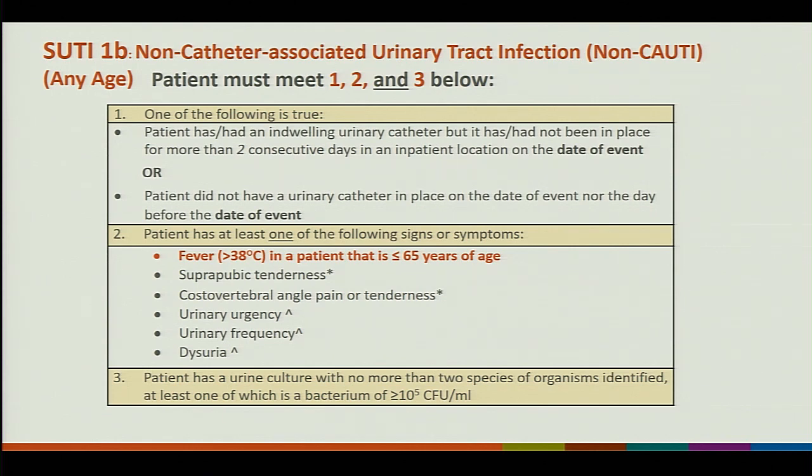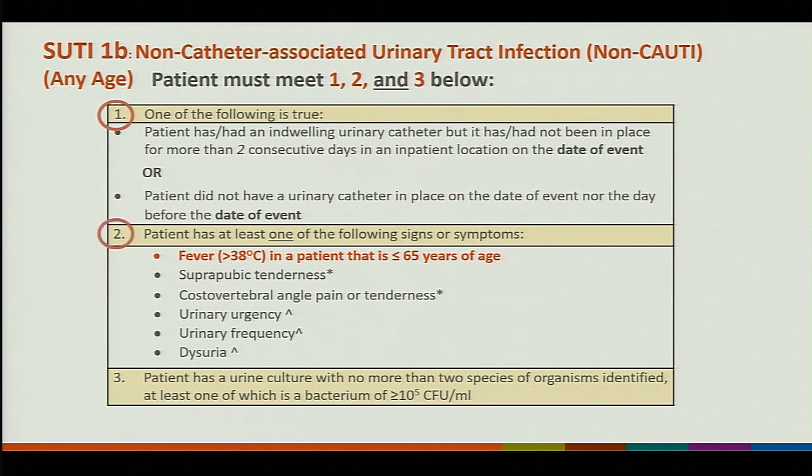So now we're going to look at SUTI 1B, non-catheter-associated urinary tract infection of any age. The patient must meet 1, 2, and 3 below. For 1, the patient has an indwelling catheter, but it has not been in place for more than 2 consecutive days in an inpatient location on the date of event. The patient did not have a urinary catheter in place on the date of event, nor on the day before the date of event.